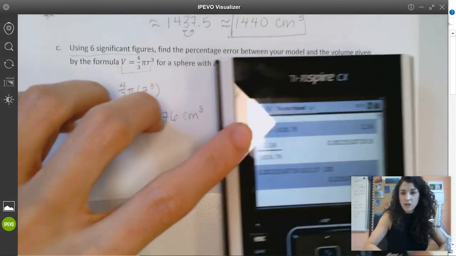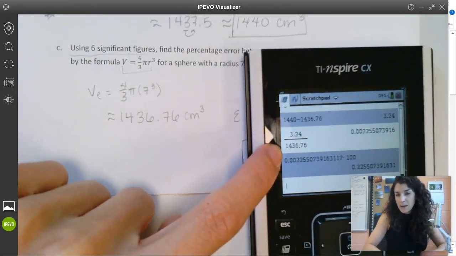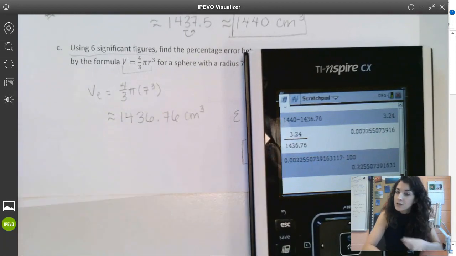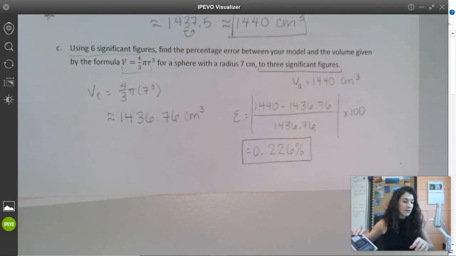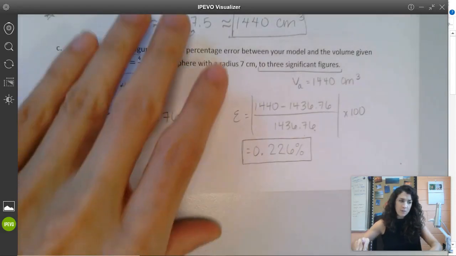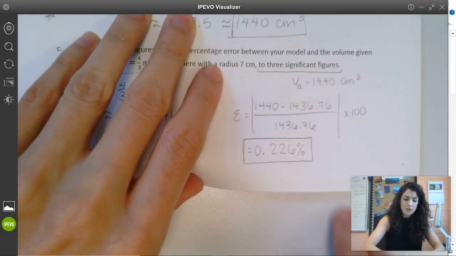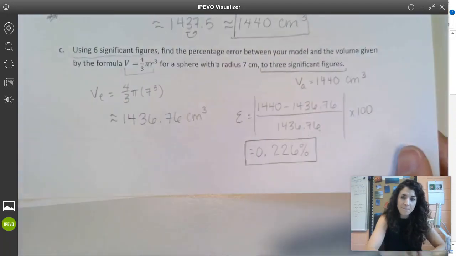I did my subtraction of the numerator first, and then I divided by the exact value, and then I multiplied by 100. It's kind of my thought process, which comes from actually not having this graphing calculator as a high school student, but from the TI-84. It's just easier to do it that way. But yeah, there you go.